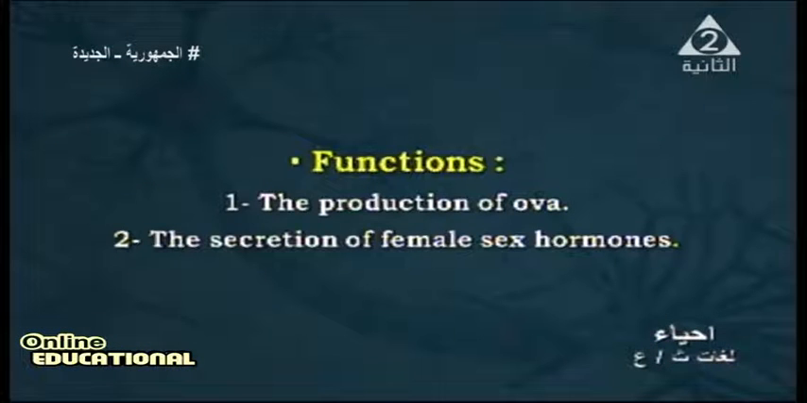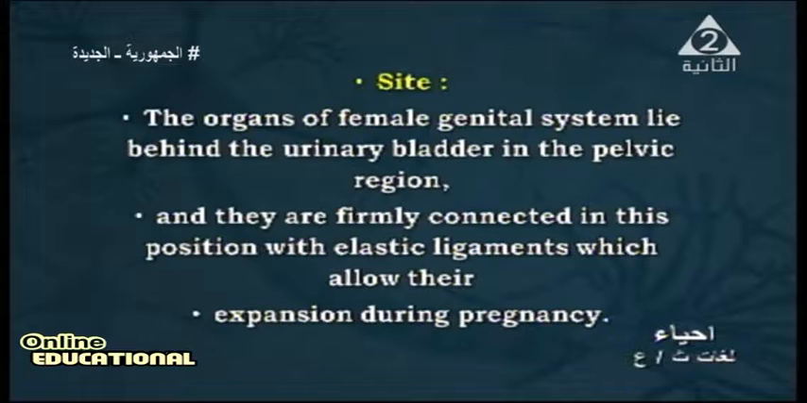Second, the function is the production of ova and the secretion of female sex hormones. You know that the male reproductive organ produces hormones like testosterone. But in the female, there are 2 other hormones. What are these 2 hormones? Progesterone and estrogen.